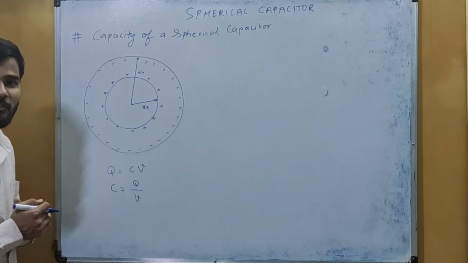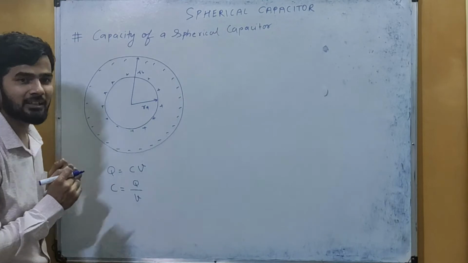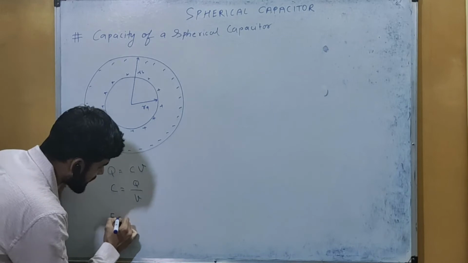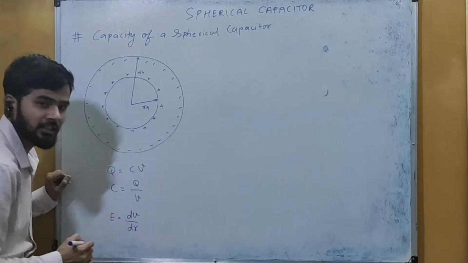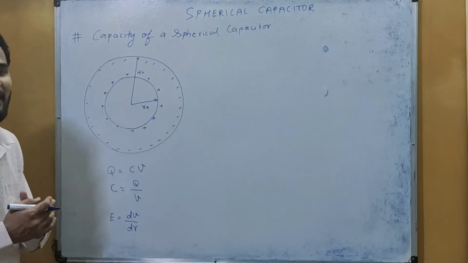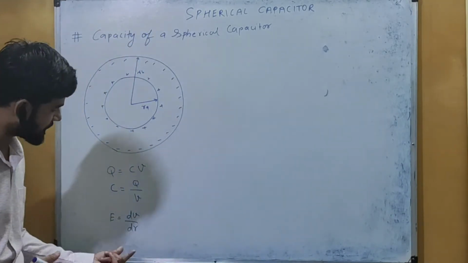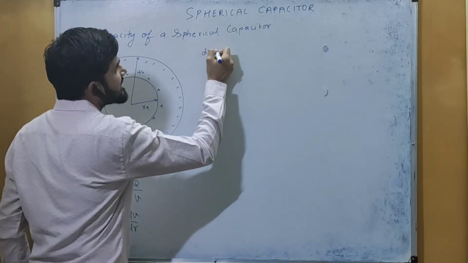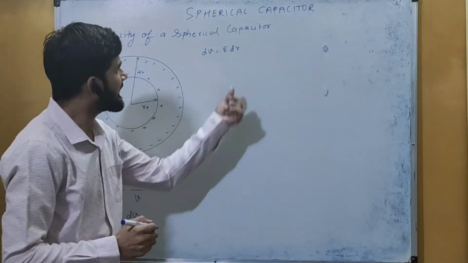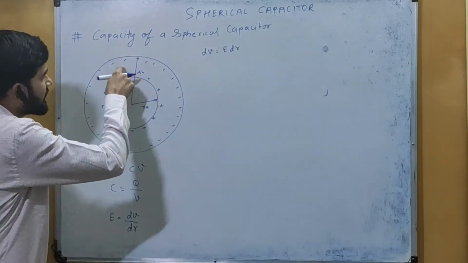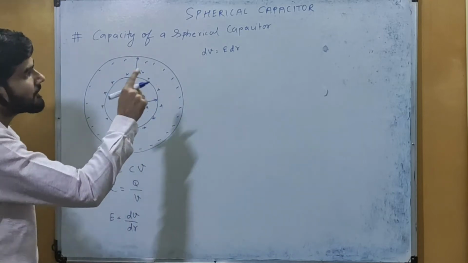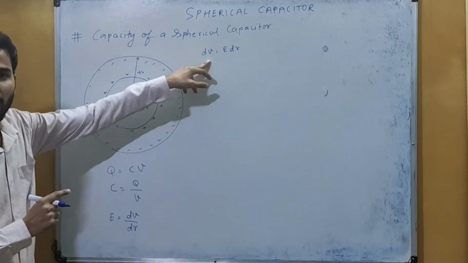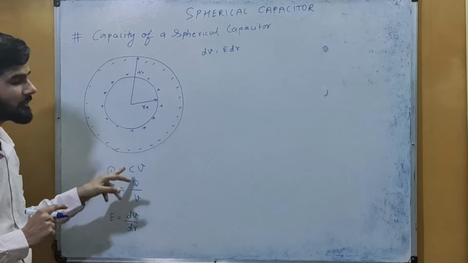Now how will we find this V? We have the relation that relates electric field intensity and the electric potential. We have E equals dV by dr. Here we are neglecting the negative sign because that negative sign is in the direction of decreasing potential. So we are not considering the negative sign. Here I can write dV equals E dr. Now this electric field E is between the two plates. If I can find the electric field between the two plates, then I can find the potential. So first of all, I will find the electric field between these two plates.